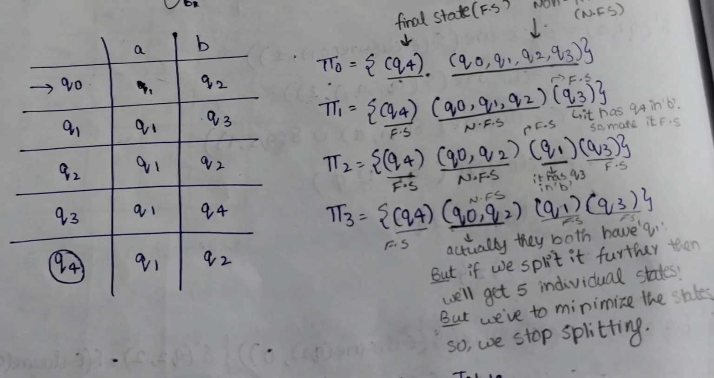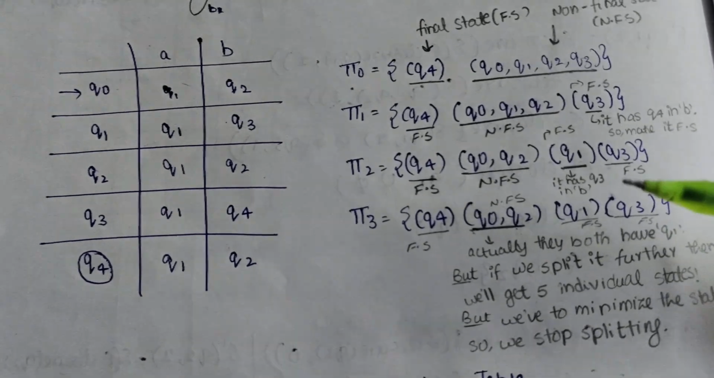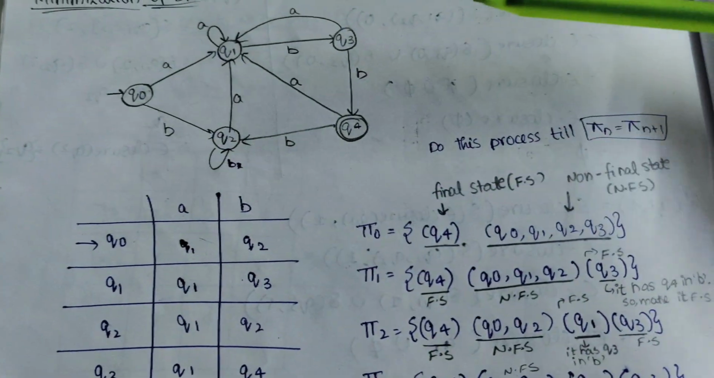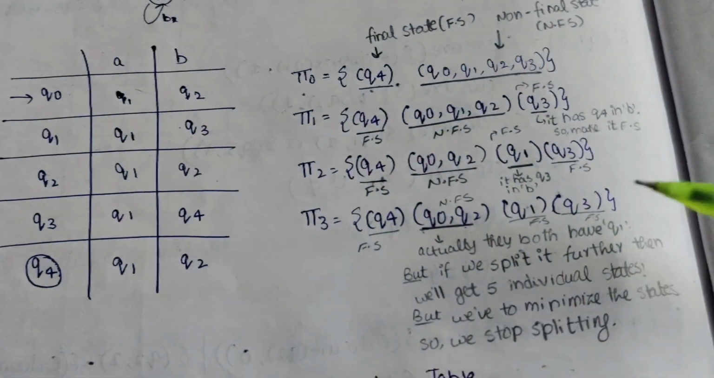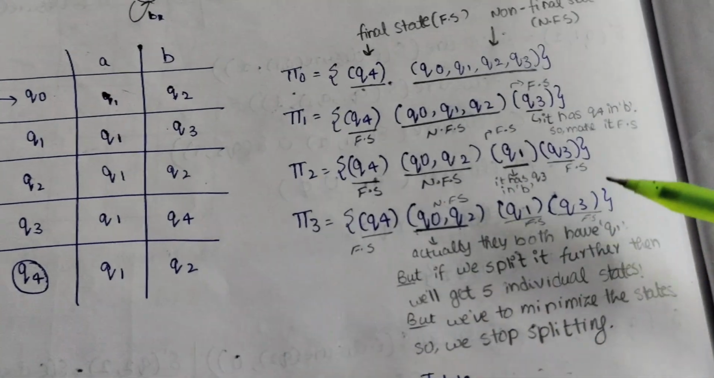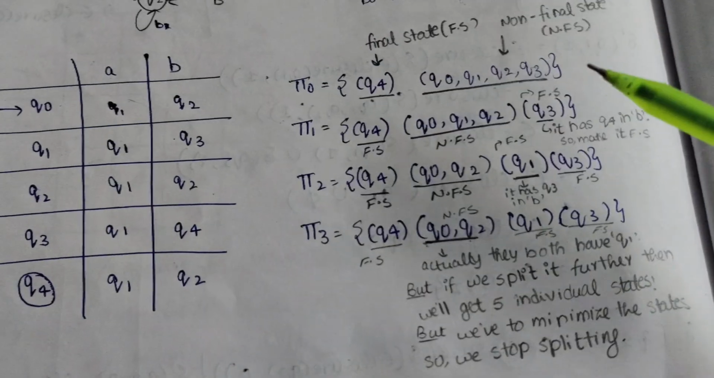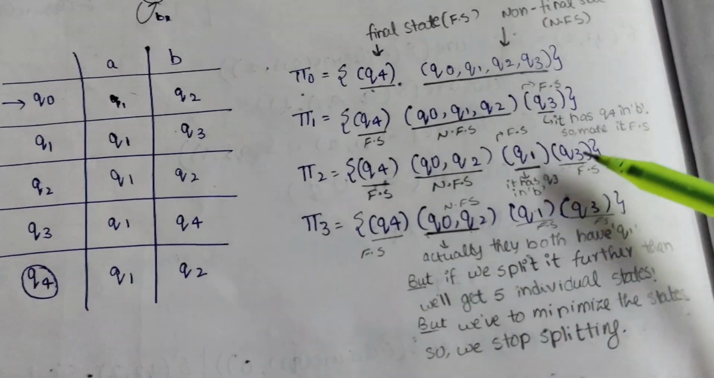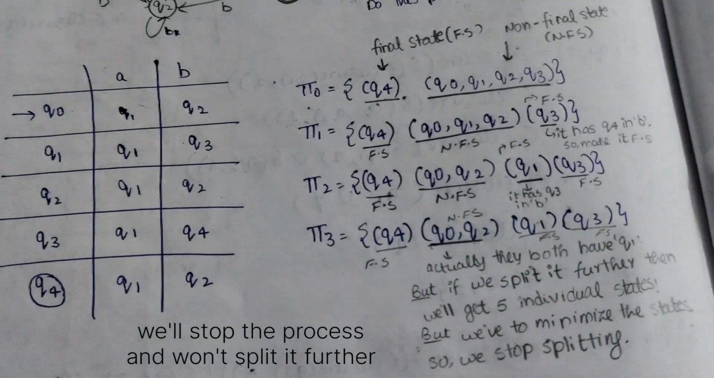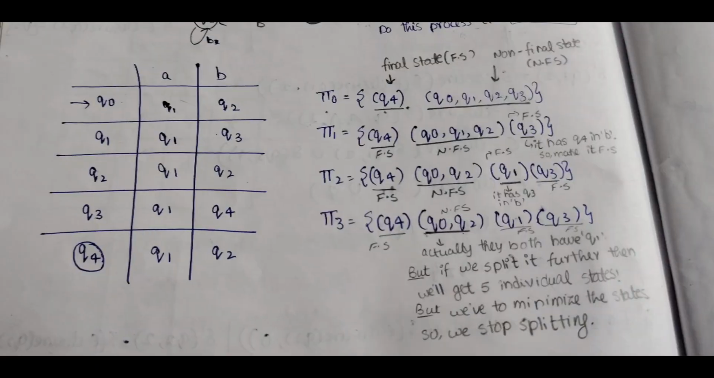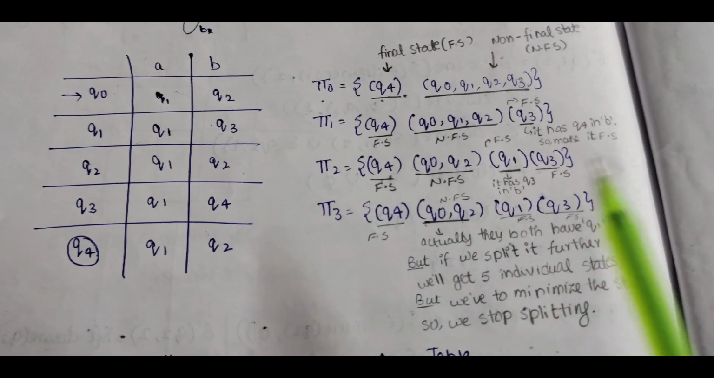What is the use of 5 individual states when we wanted to minimize it? If we have 5 individual states, again we'll just get the same transition table and same transition diagram, right? But we don't need that. So we won't separate it. We'll consider Q0 and Q2 as non-final states only. We won't divide it further. We'll stop here. Now we can see that pi 2 and pi 3 are equal. So here we are going to stop the process. At pi 3 we got the minimized states as Q0Q2, Q1, Q3 and Q4.